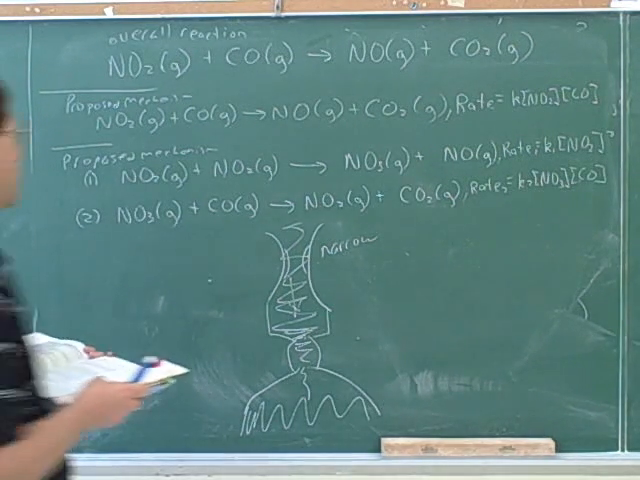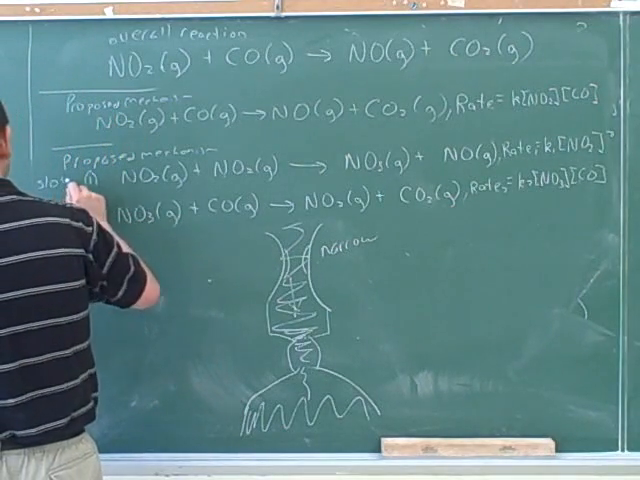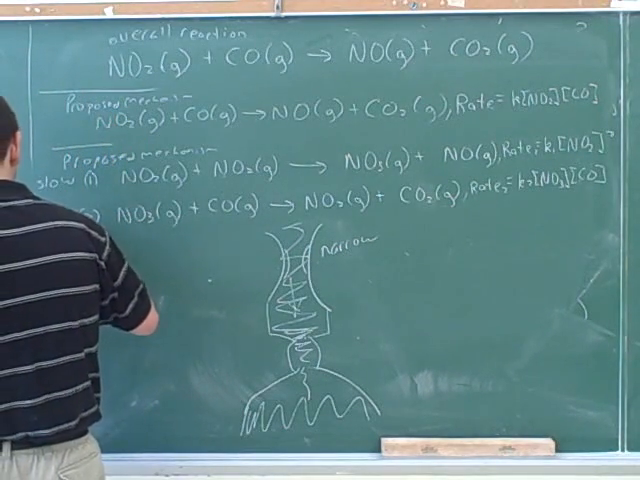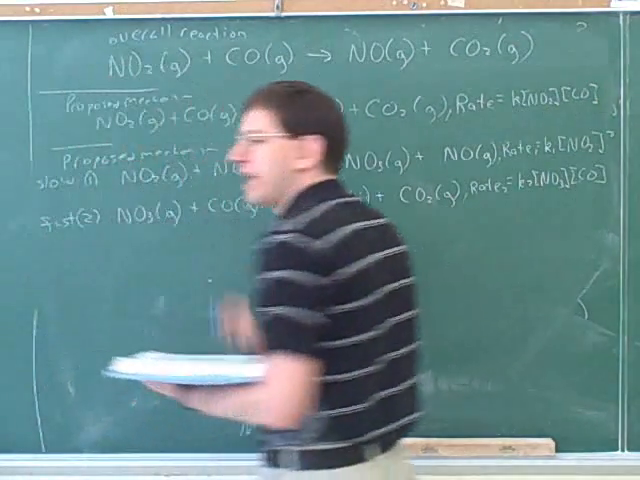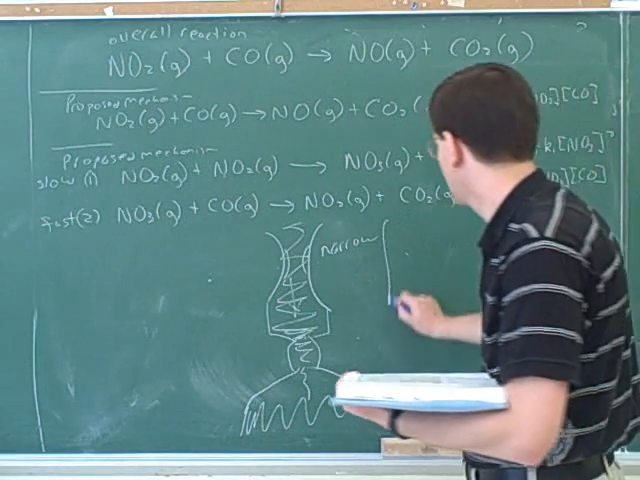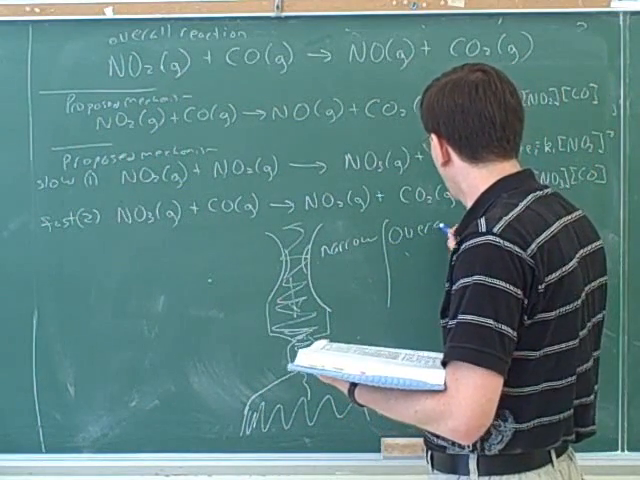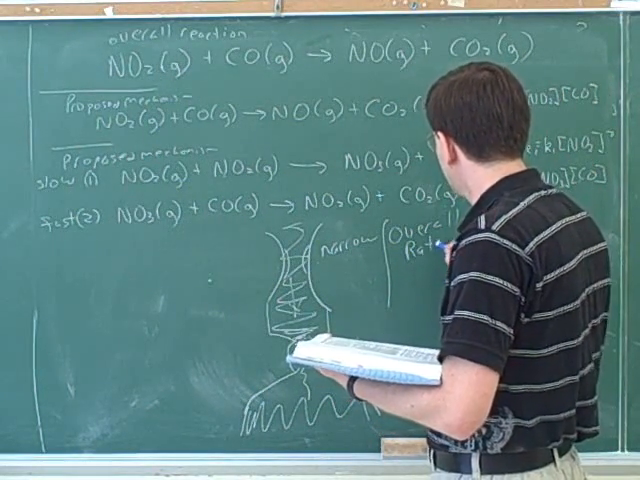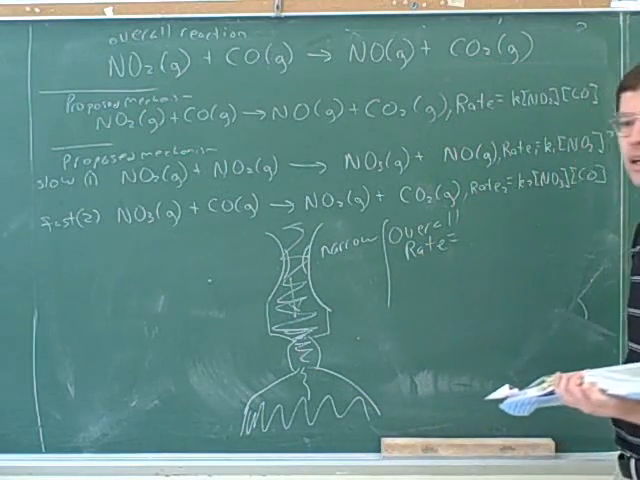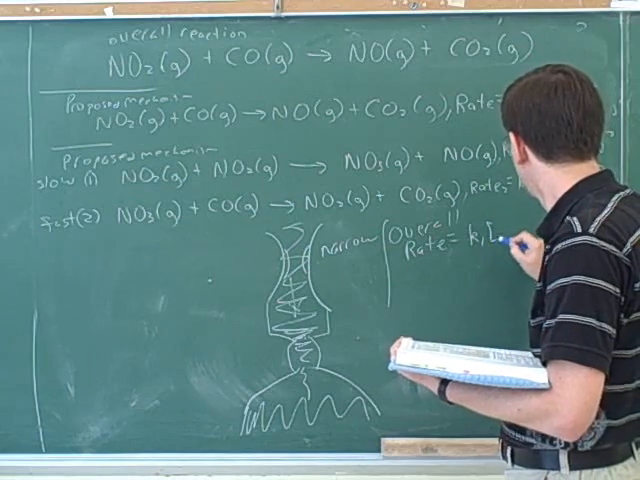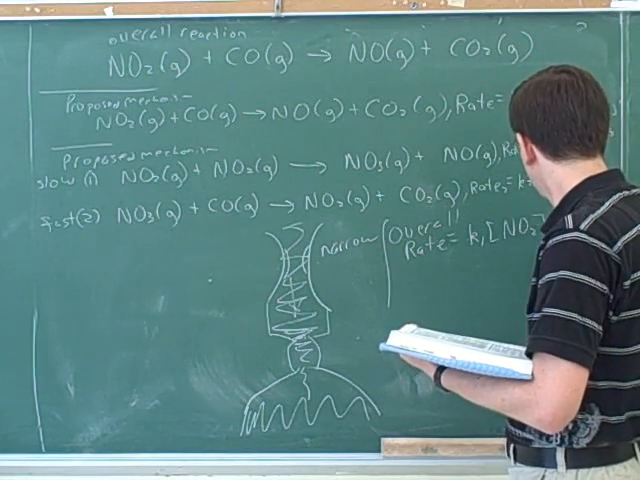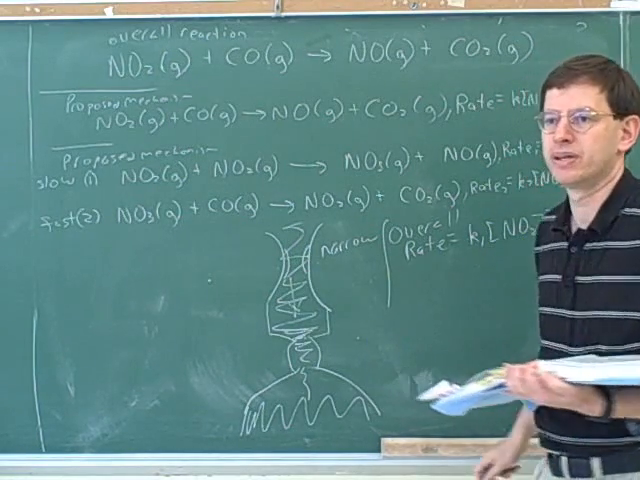Well, let's start by assuming that this step is slow and this step is fast. How do I know that? Well, I'm just assuming it. Let's just suppose, if this were slow and this was fast, what would be the overall rate law? The rate of the first step. Just the rate law for the first step.